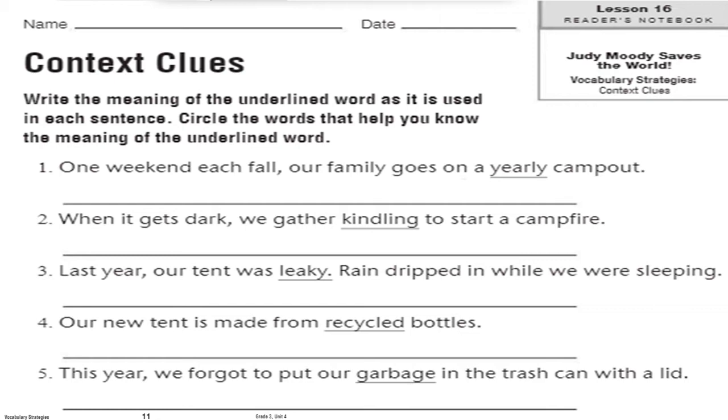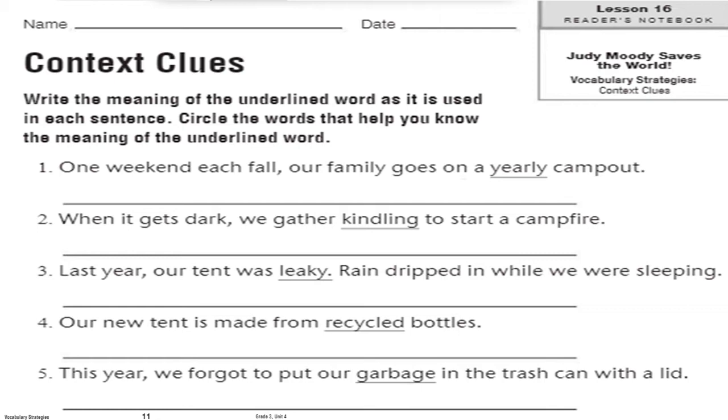Great, so let's read the first sentence. One weekend each fall, our family goes on a yearly camp out. All right, yearly. And if they're asking for the meaning of the word yearly, well, one weekend each fall.